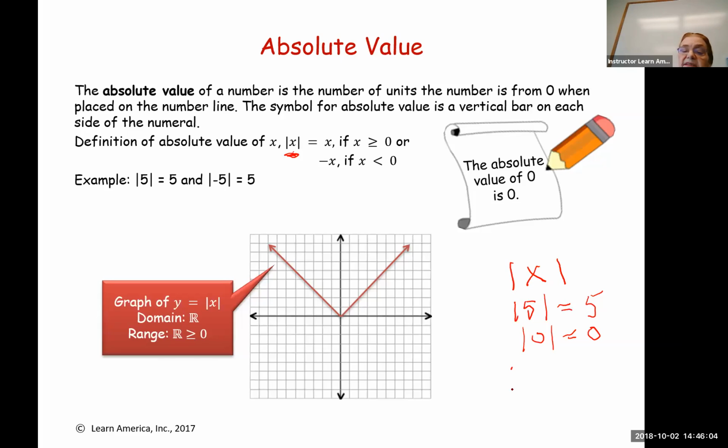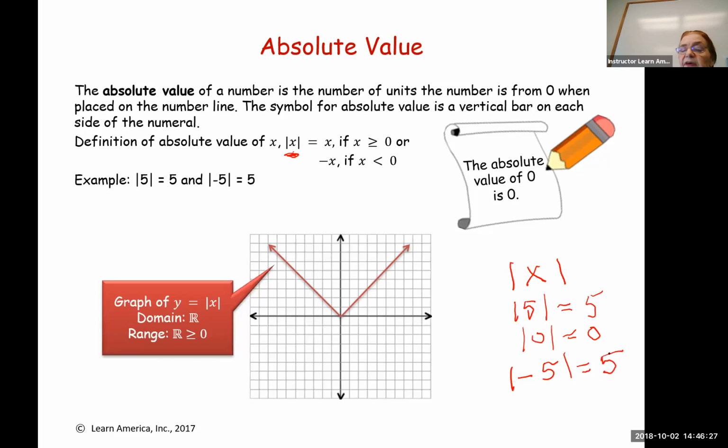But supposing we start with the absolute value of, say, -5. Well, -5 is 5 units away on the number line. It's 5 units away from 0, and that's what we're looking for. How far away is it from 0? We don't care about the direction right now. We care how far it is from 0. -5 is also 5 units away from 0.